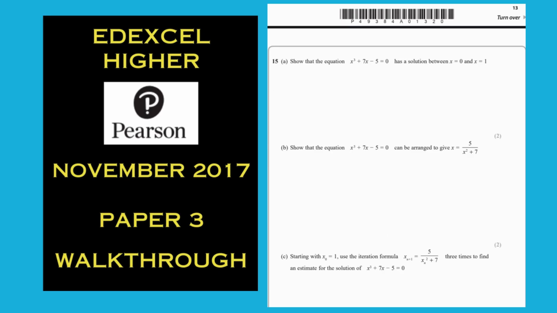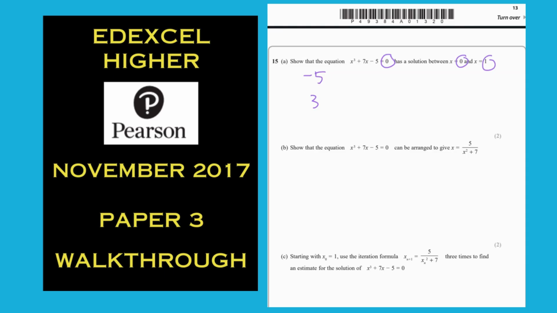Number 15, show the equation. Now, I'm only going to remind you of how to go about this. Like a lot of these things, I've given the full, exactly what you should write in an exam. The full way of doing this question is on my worked answers. So go to the Edexcel Higher page and check it out. It's under worked answers. All you do is sub in the 0 and you get -5. Sub in the 1, you get +3.